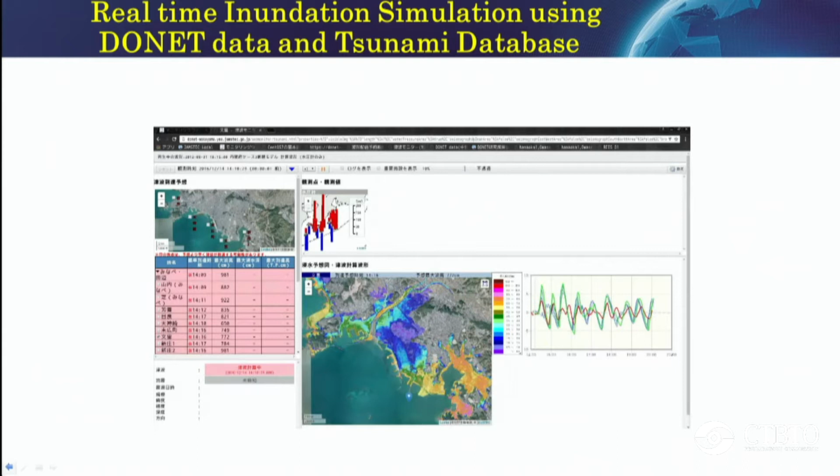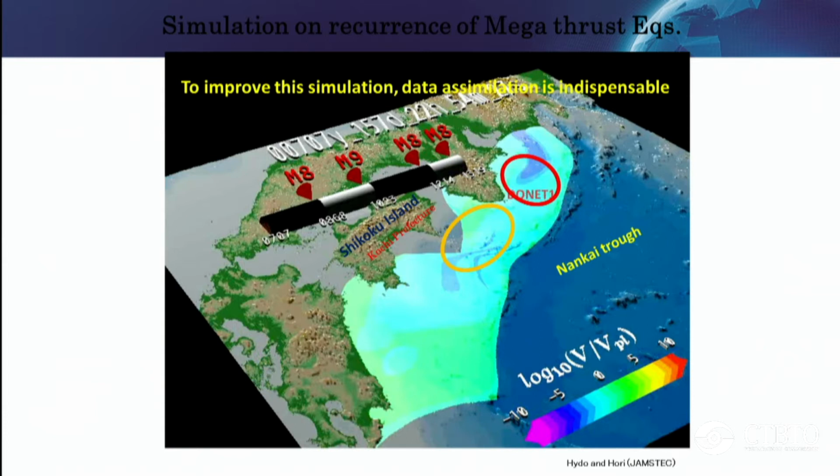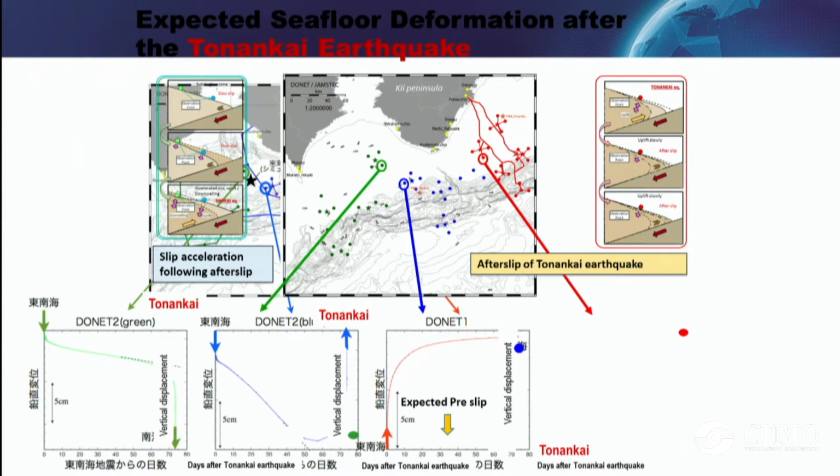Next slide. I'd like to show you this one. DoNet 1 and DoNet 2 are already deployed around here. This is just the image of the time before a Nankai Trough earthquake. How will they displace the ocean floor before a Nankai Trough megathrust earthquake? This is the record of the simulation here.